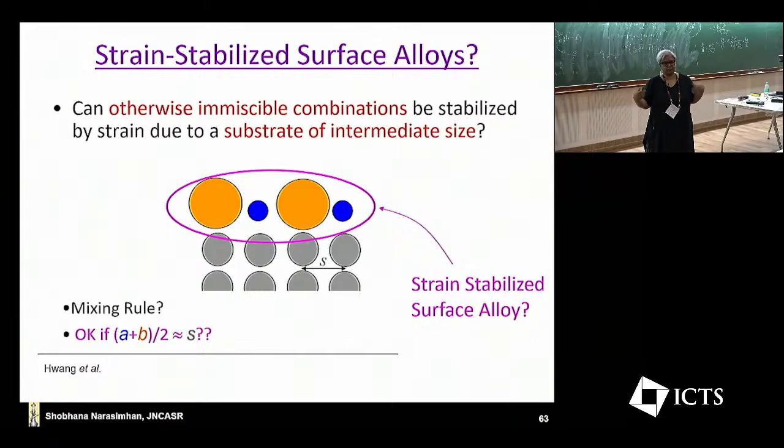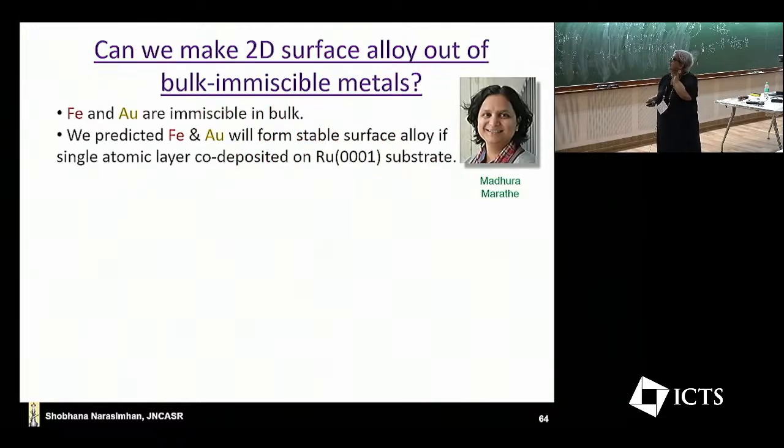So an experimental group in Paris approached us and asked us, can you help us predict? Can you tell us which system we should do our experiments on so that this will work? I'm not telling you the details of our calculations, but this is my student Madhura. And we predicted that if you take iron and gold atoms and put them on a ruthenium substrate, this will work. Iron and gold don't make alloys in the bulk, but we predicted that it will form this surface alloy.